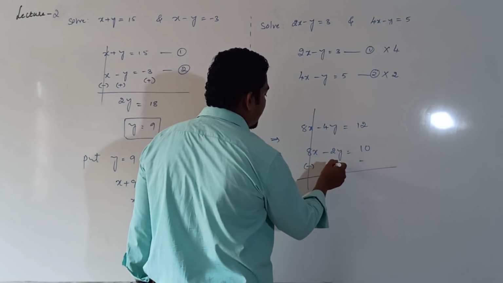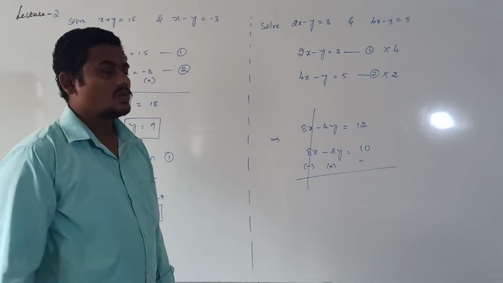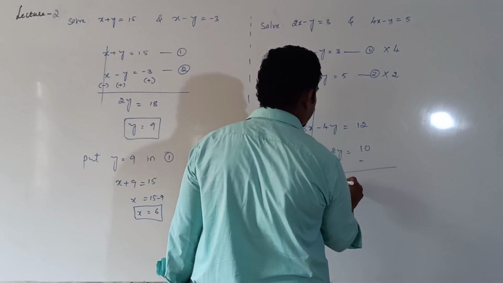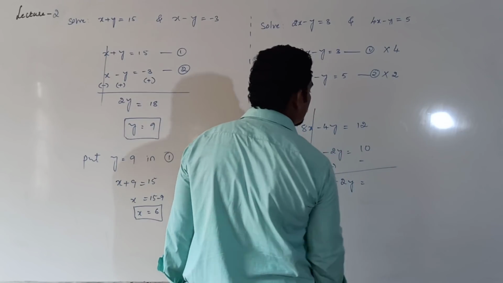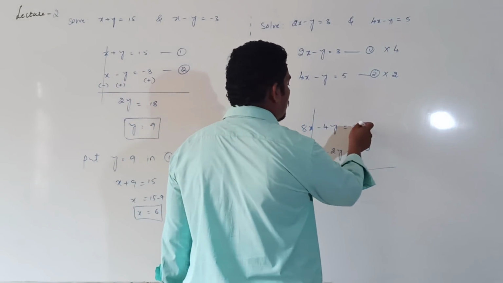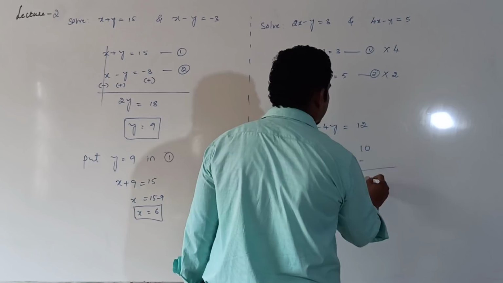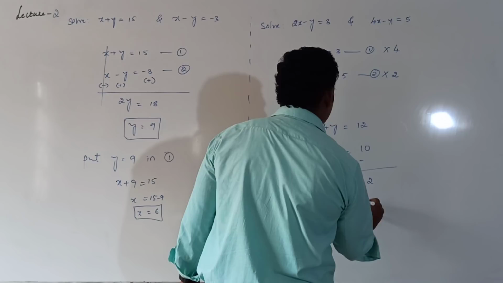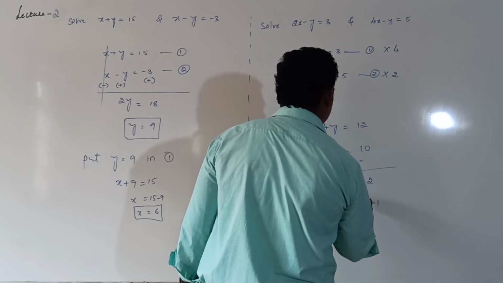Now minus 4y plus 2y is minus 2y, equal to 12 minus 10, that is 2. Then lastly we get y equal to minus 1.